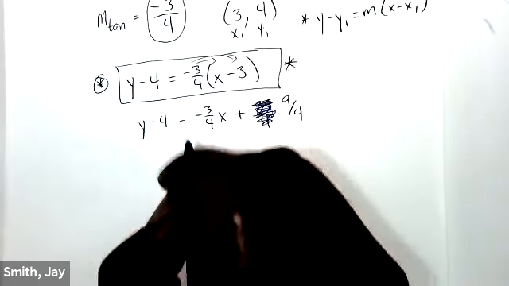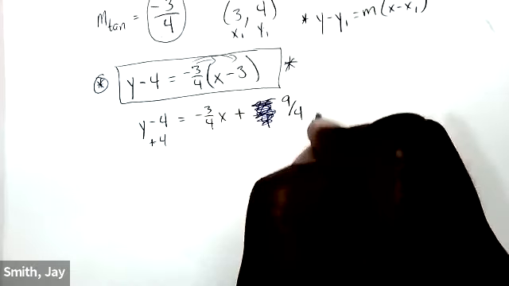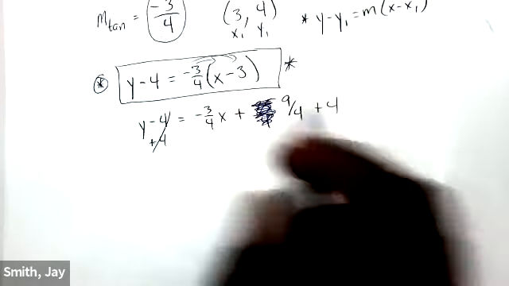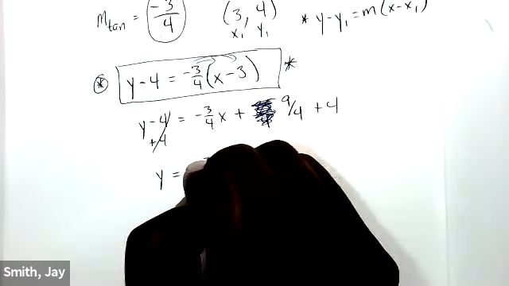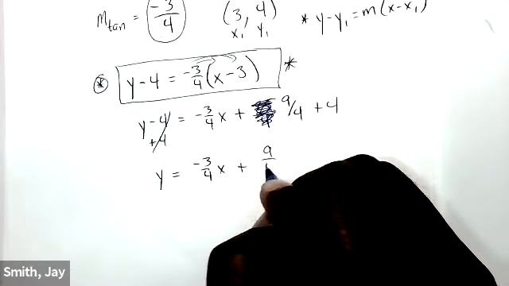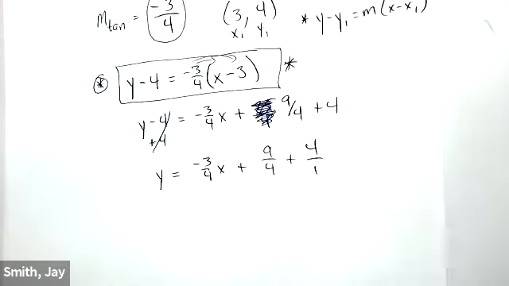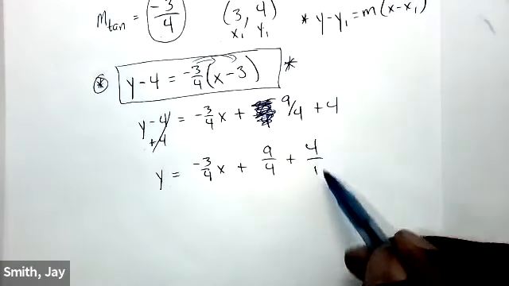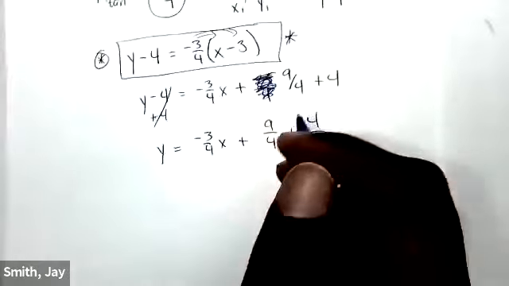And to get the y by itself, we'll have to add 4 to both sides. So we'll have y is equal to negative 3/4 x plus 9/4 plus 4. Or we could rewrite this as 16/4, which will give me 25/4.